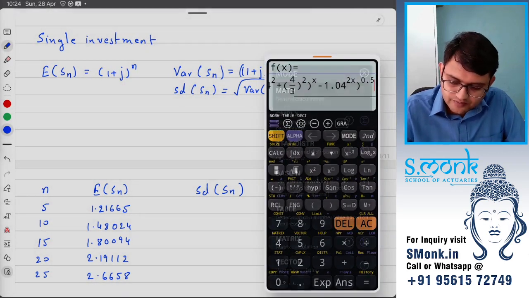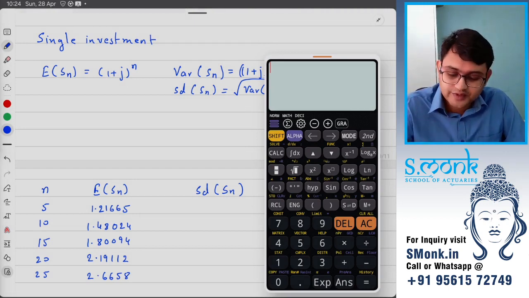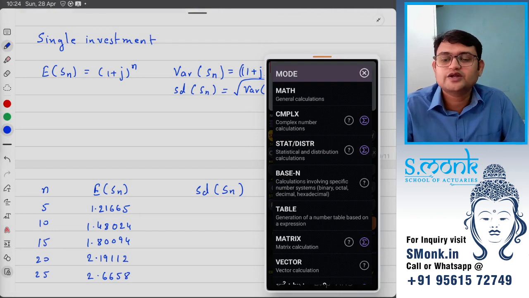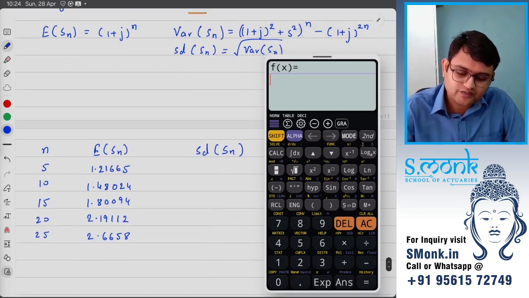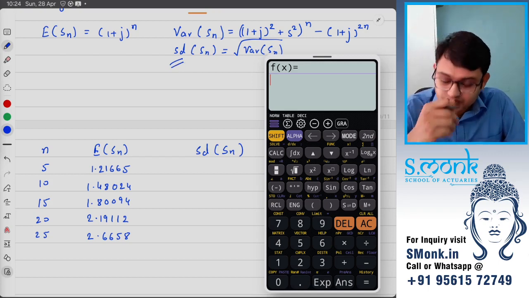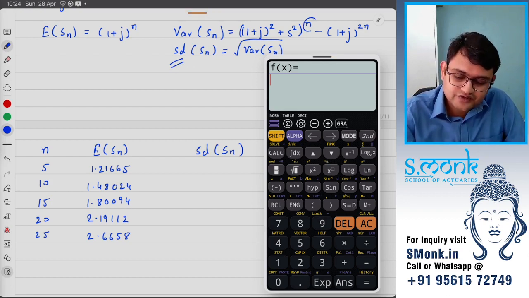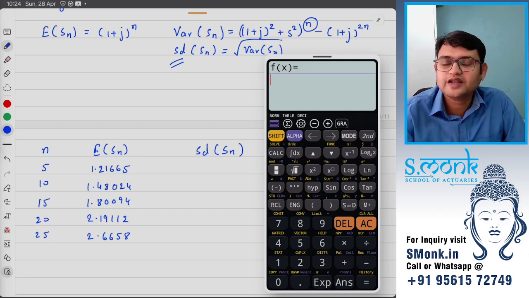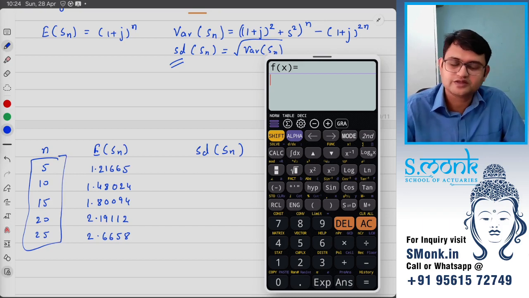I'll start from, this was our math mode. We'll go to table mode. So that would be mode, and in your calculator it would be either 7 or 3 or something. You will find table. We'll go to table mode. You get f of x. Now we want to write this equation. I directly want standard deviation. So I'll make this equation such that my n is the variable x. Instead of n, I am putting the variable x because I am changing the values of n.